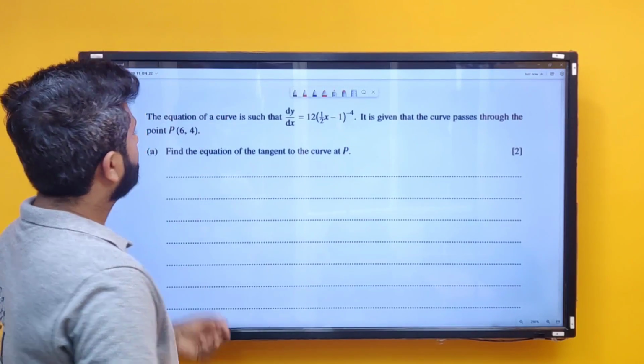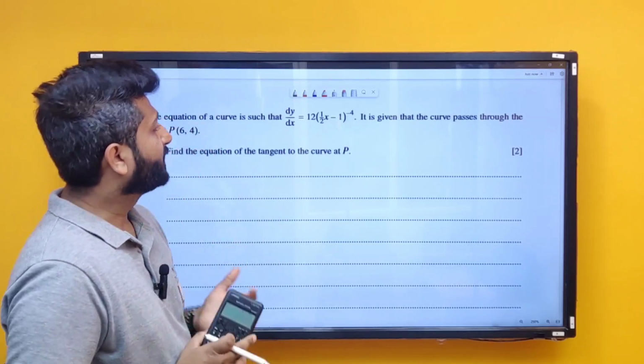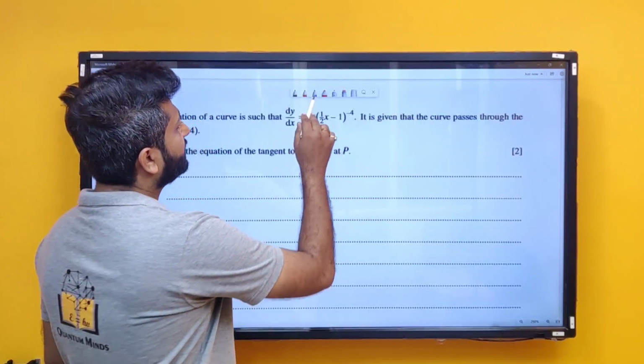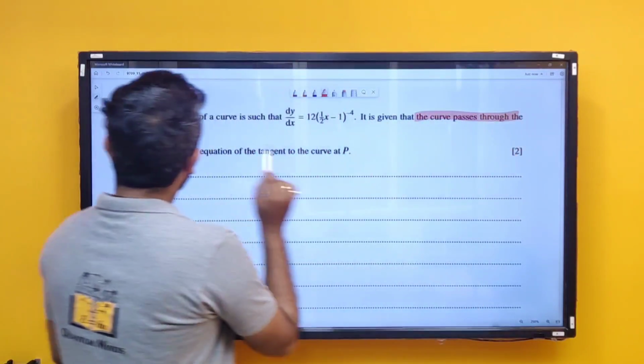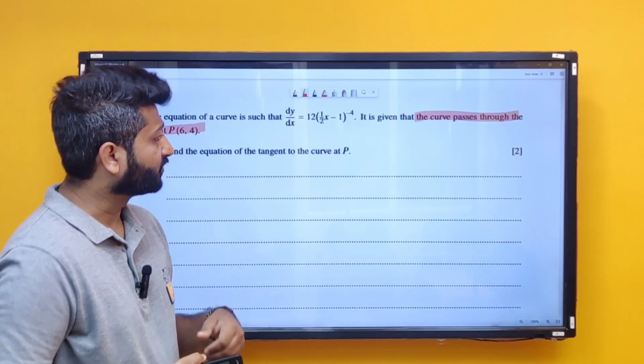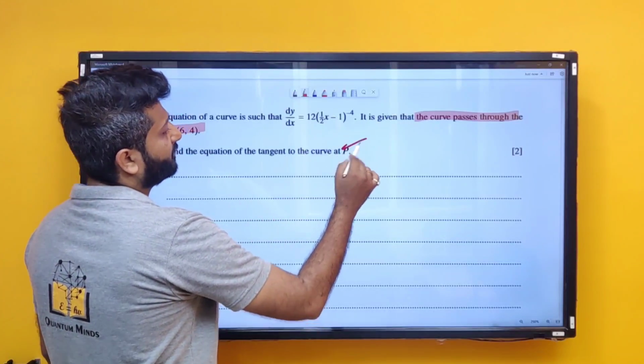The equation of the curve is such that dy by dx equals 12 into (x by 2 minus 1) power minus 4. It is given that the curve passes through point P (6, 4). Find the equation of the tangent to the curve at P.